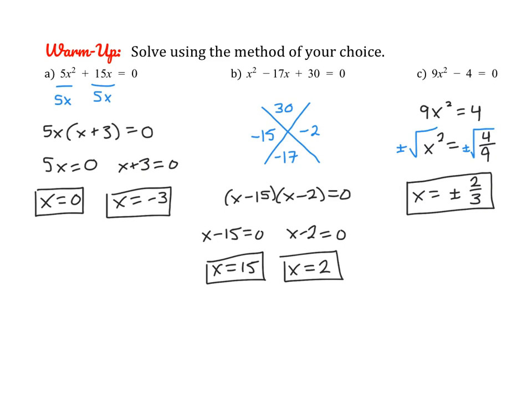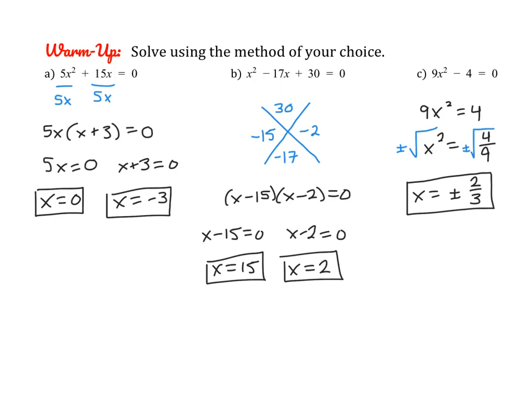So here I did say you could use the method of your choice, so maybe the method used is different than mine, but your answer should be the same. So for part 1, I chose to factor this, so you can factor out a GCF of 5x, and you get another factor of x plus 3, and then you do zero product property for these two answers.